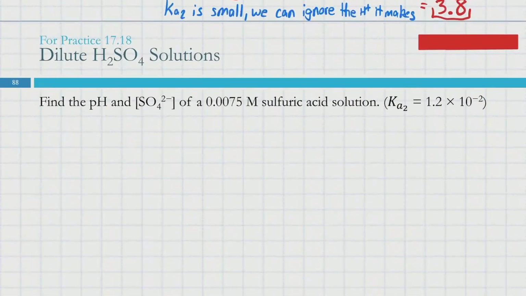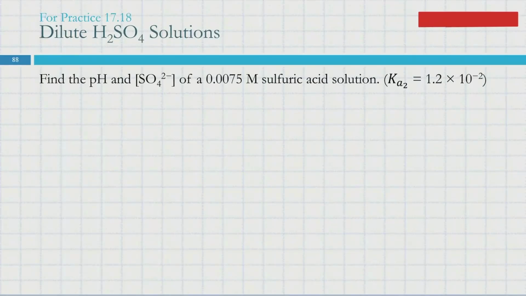However, if we've got a dilute sulfuric acid solution, this is one of our exceptions. So we want to find the pH and the sulfate concentration of a 7.5 millimolar sulfuric acid solution. We've got a Ka2 value that's given to us. The reason that we're only given a Ka2 is that Ka1 is strong for sulfuric acid.